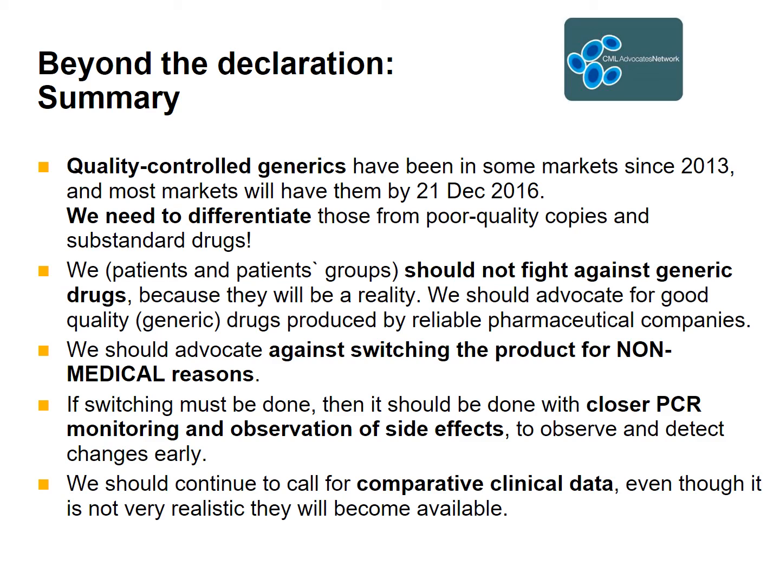So sometimes just comparing it to other countries might also help. And beyond the CML Patients Declaration on Generics, I'd like to summarize this presentation. Quality-controlled generics have been in some markets since 2013, and most markets will have them by 21st of December 2016. So be sure you differentiate those from poor quality copies and substandard drugs. There are good quality generics which make no clinical difference to the original product. So don't mix the reports of different countries, different products and so on. Try to get the facts right and know whether you're talking about generic, substandard drugs, copy drugs and whatever.